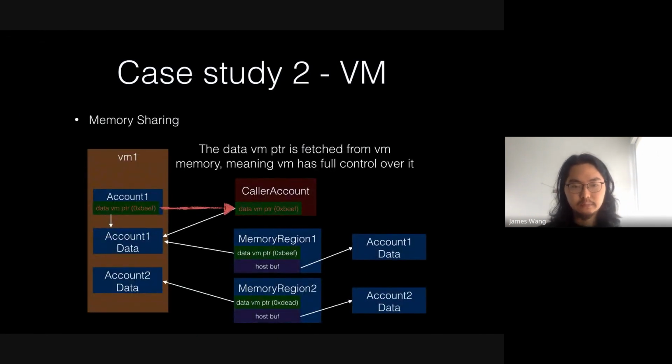We talked about how the lookup procedure is done, right? We have to take this VM pointer and compare it with the pointer stored in each memory region. But let's think about this. This pointer is a virtual address, and the virtual address is taken from the VM itself. So what this means is that we can actually modify this virtual address to an arbitrary value and have the host take the arbitrary virtual address and store it in the caller account.